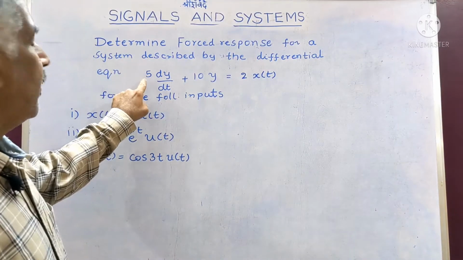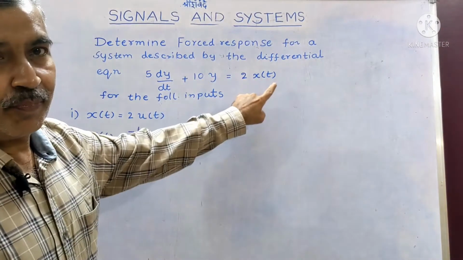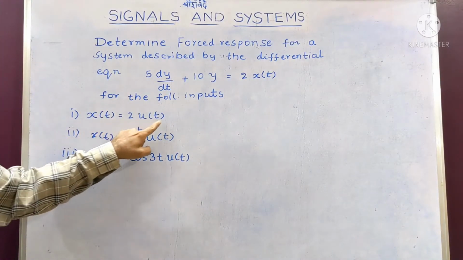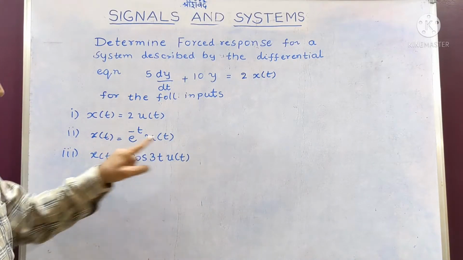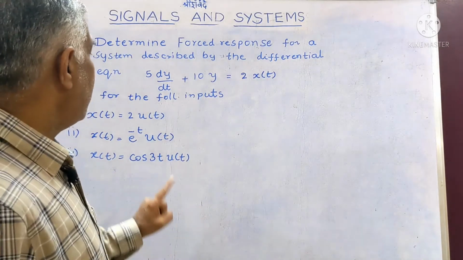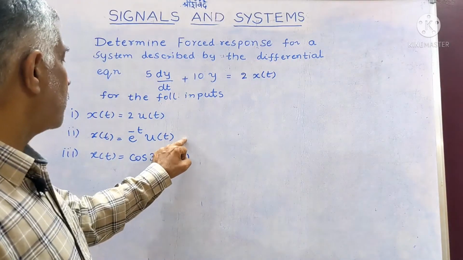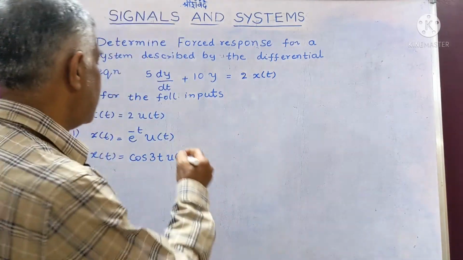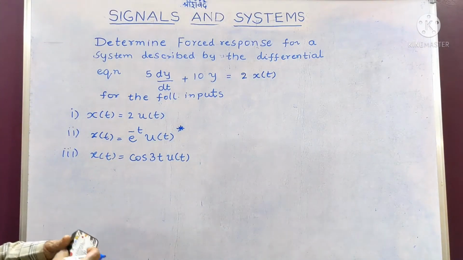This is the system described by the differential equation 5 dy by dt plus 10y is equal to 2x(t). For the following inputs: x(t) equal to 2u(t), a step input; then x(t) equal to e power minus t u(t); and then the third one, x(t) is equal to cos 3t u(t). One special care must be taken at the time of taking exponential inputs. I will tell that point later, not now. This is a typical problem. Okay, now I will take up these problems one by one.